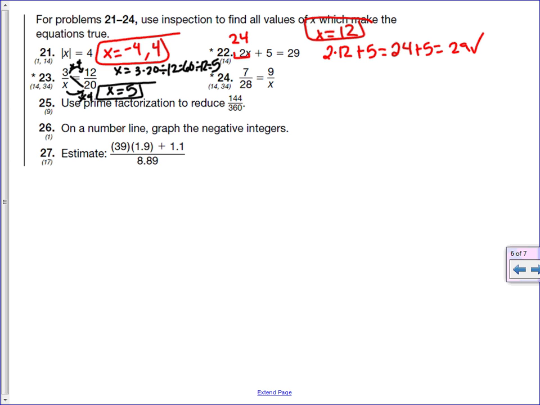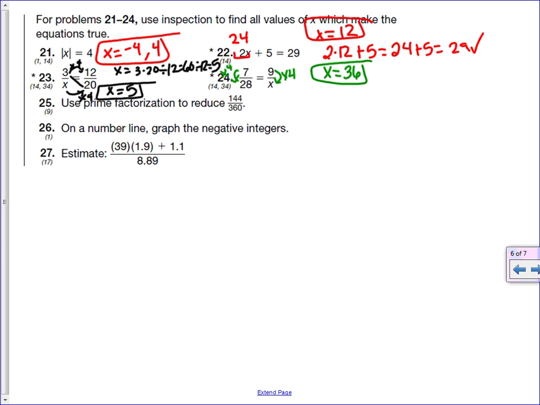And then there's another way to solve proportions like number 24 here. We can look at the relationship within the fraction, and we can say, well, 7 times 4 gives me 28, so this number times 4 has to give me what x is. So x is 9 times 4, which is 36.